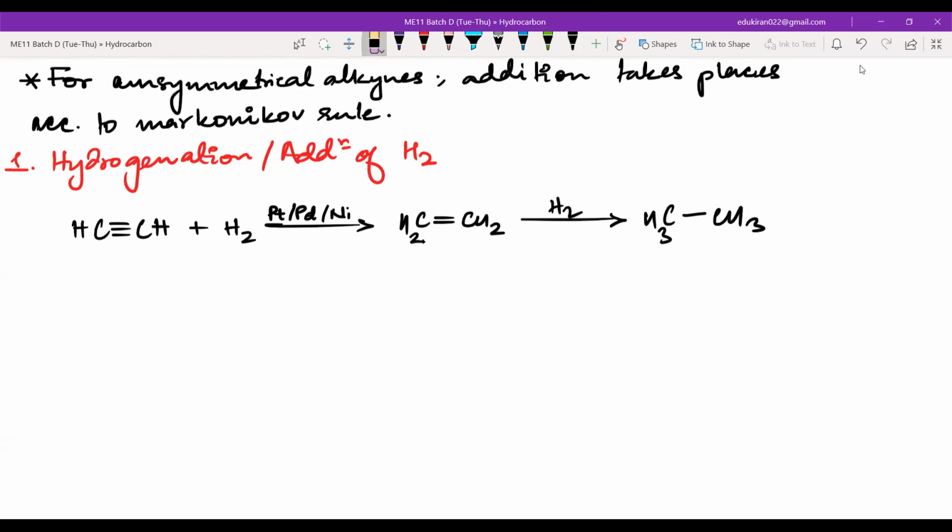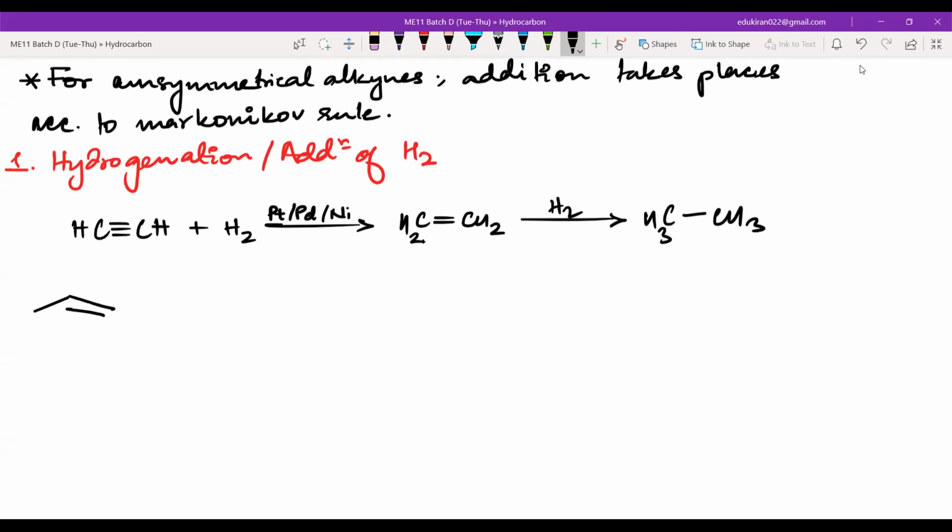Now, it doesn't matter whether you have a symmetrical alkene or unsymmetrical alkene in this case, because the reagent here is symmetrical. If both of them are unsymmetrical, then only we have some problem. Otherwise, it is fine. So here we have a symmetrical alkene, and here, if one of these is symmetrical, it doesn't matter.